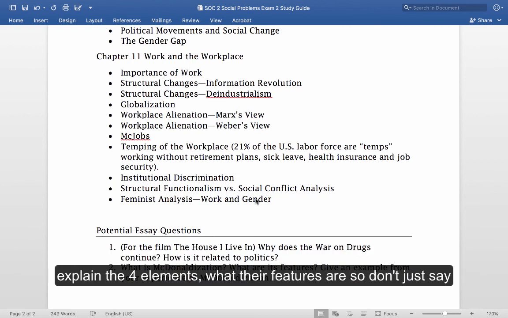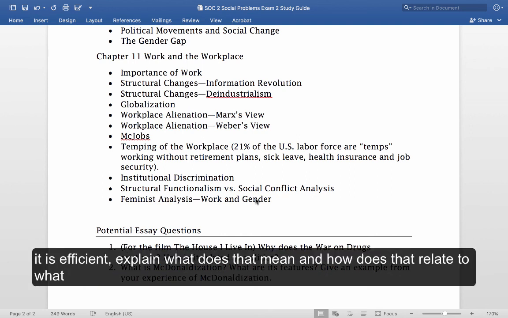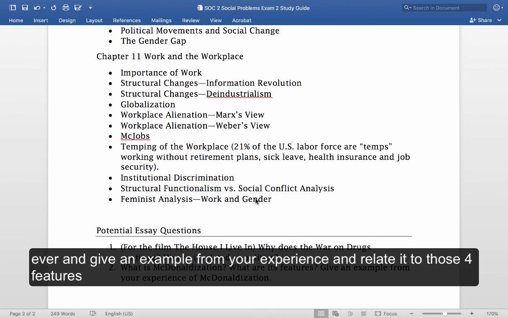I'm looking for you to explain the four elements and what their features are. So don't just say it's efficient, right? Explain what that means and how it relates to whatever. And then give an example from your experience and relate it to those four features.